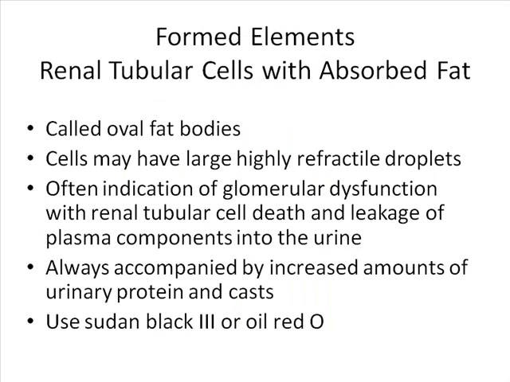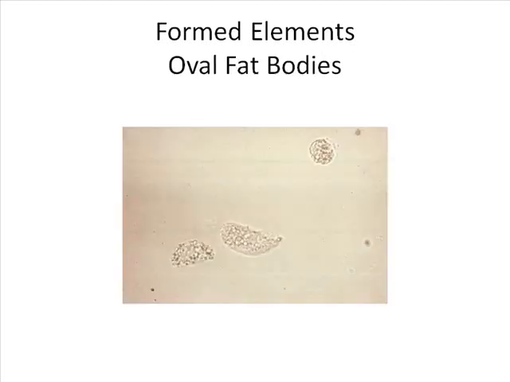Now, an oval fat body is a renal epithelial cell that has absorbed fat. Now, it can be an indication of glomerular dysfunction, renal tubular death, or leakage of plasma components into the urine. Usually when you see an oval fat body, it is an indication of a renal problem. So here's an example of a renal tubular epithelial cell or an oval fat body.